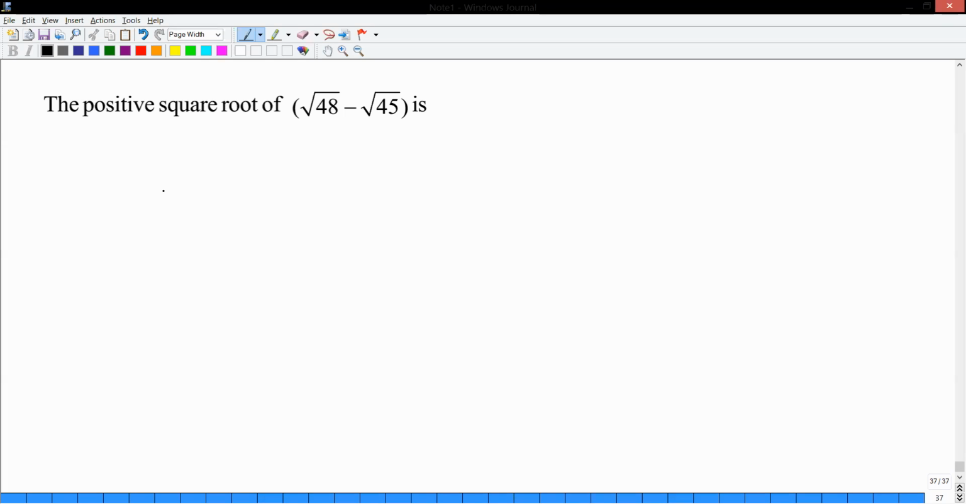A positive square root of 48 minus root of 45. First, simplify a bit. Assume it as x. You need to find out root x, don't forget. If I simplify, 16 into 3, which is 4 root 3, and 9 into 5, which is 3 root 5. Because the first one you can write as root of 16, root of 3, and the second one as root of 5, root of 9.